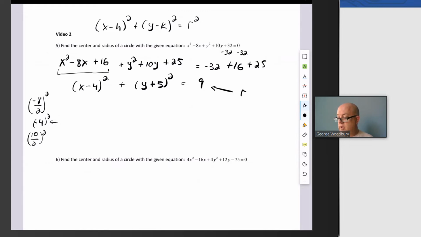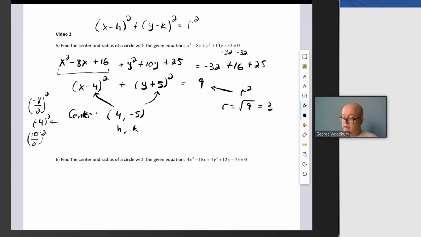That value is r squared. So that tells me that r would equal the square root of 9, or 3. And my center is 4, negative 5. What's being subtracted from x? What's being subtracted from y? So the center of this equation is 4, negative 5, and the radius is 3.